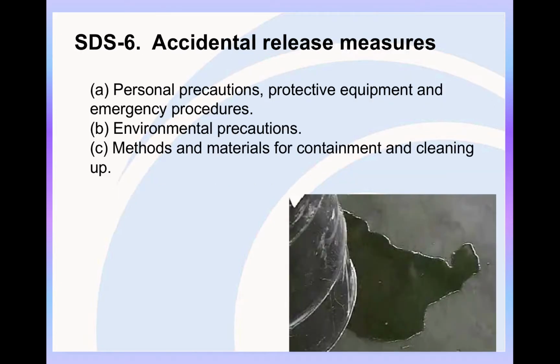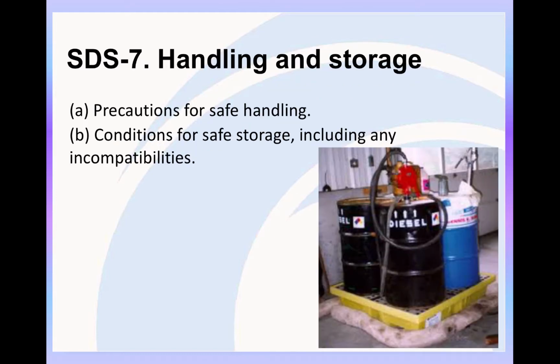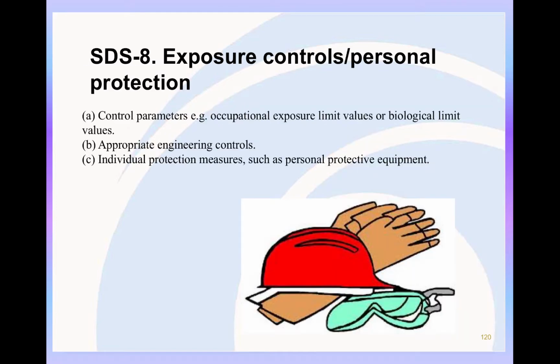Section 6 of the SDS includes accidental release measures. What personal precautions need to be followed? What protective equipment and emergency procedures are required? What are the environmental precautions? What are the methods and materials for containment and cleanup? Section 7 describes handling and storage. What are the precautions for safe handling? What are the conditions for safe storage, including any incompatibilities?